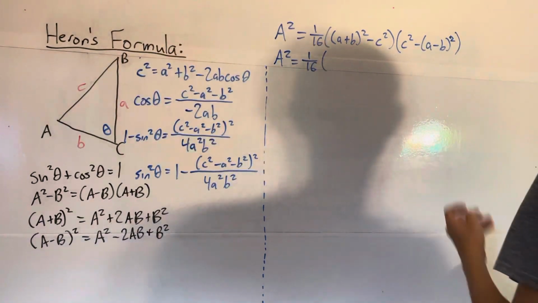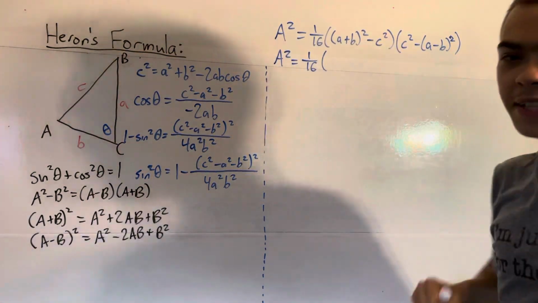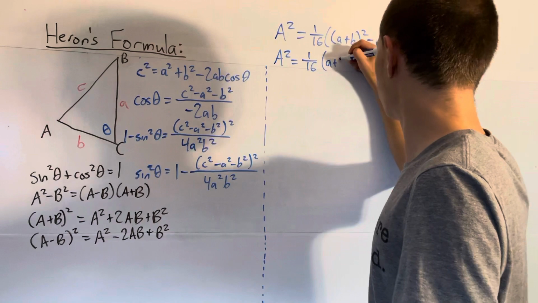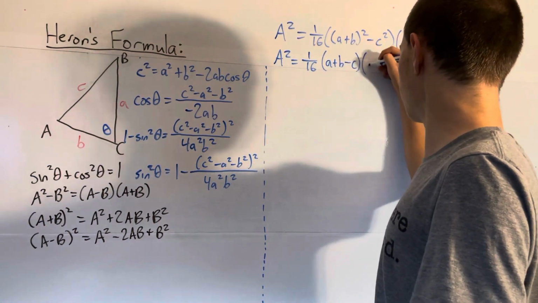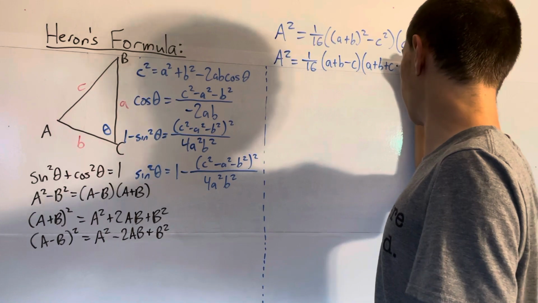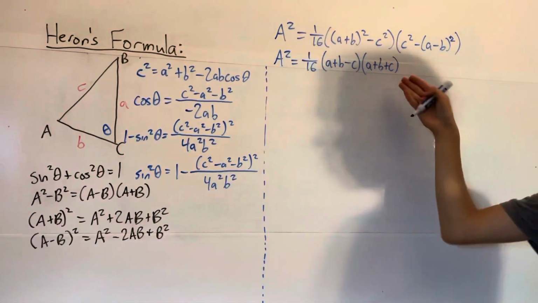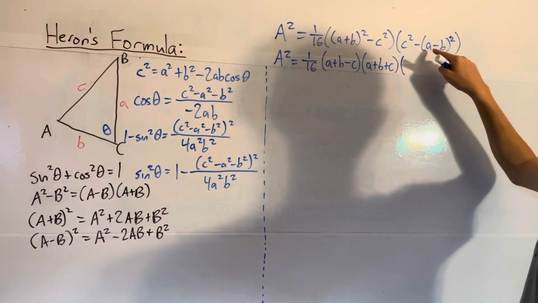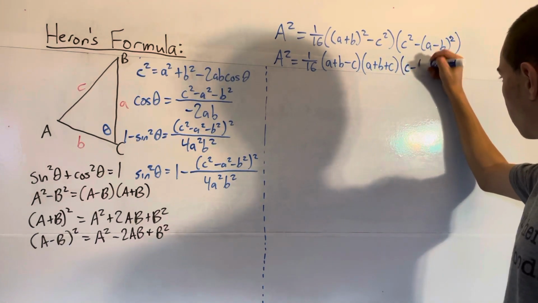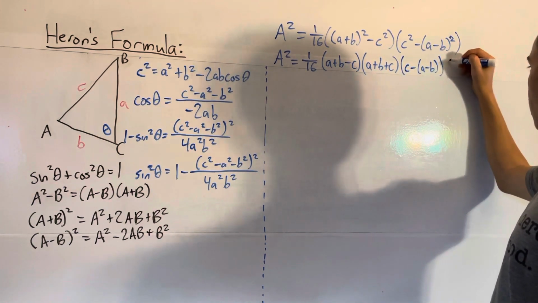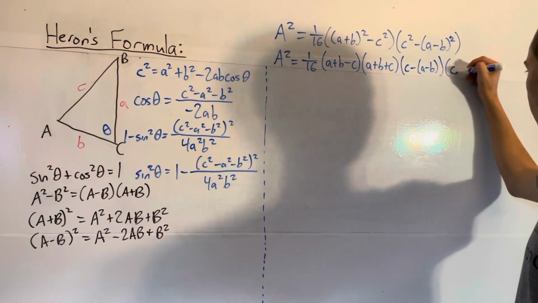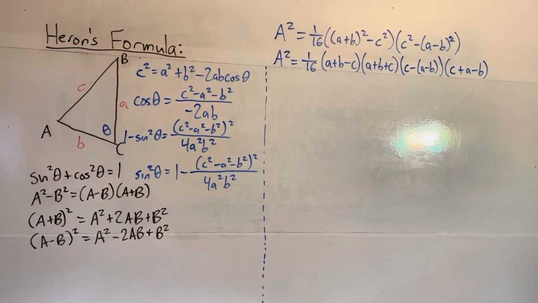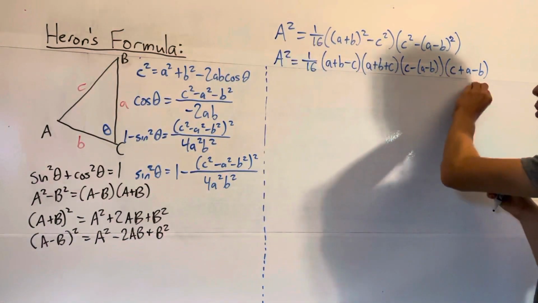So what do we do now? This is going to be a plus b minus c times a plus b plus c, because it's a difference of perfect squares. There you go. That's how we can change it. Right, for this next parentheses, c minus parentheses a minus b times c plus a minus b. So now that we have that, it looks even simpler than what we had at the top.